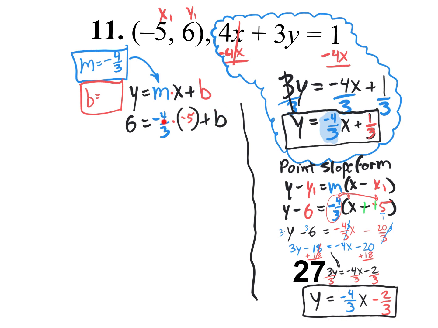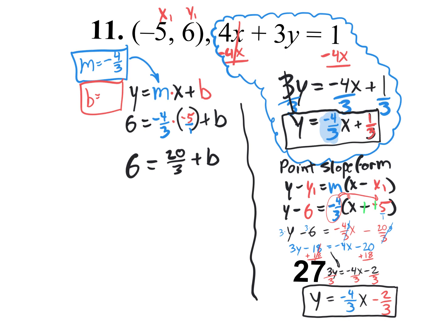It's really easy to multiply fractions with numbers. All you have to do is put that number over a 1. And then you multiply the top with the top. So what is negative 4 times negative 5? That is positive 20. And 3 times 1 is 3. So 20 over 3, equal sign, plus b, with a 6 on the left side.